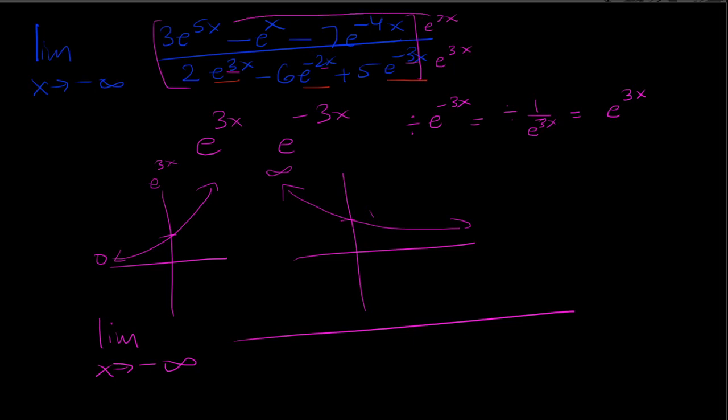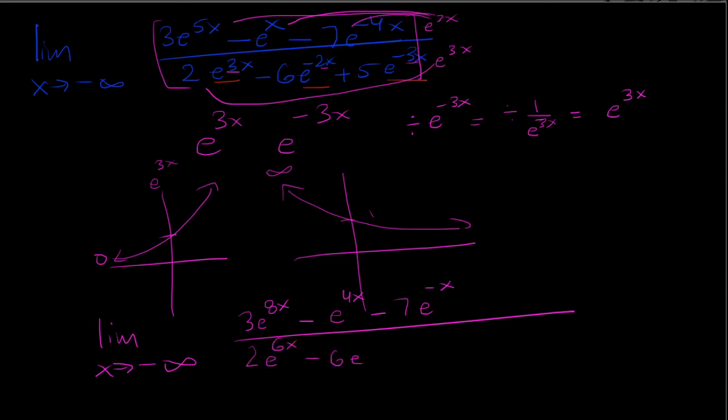So I'm going to have 3 e^(5x) times e^(3x) is e^(8x), minus e^x times e^(3x) is e^(4x), minus 7 e^(-4x) times e^(3x) is e^(-x). And on the bottom, we have 2 times e^(6x), minus 6 times e^x, plus 5 times e^0, which is just 1. So we'll leave that as just 5.